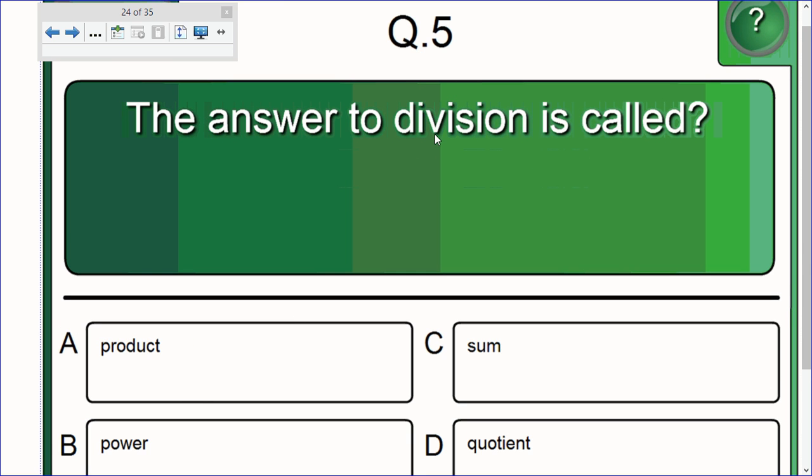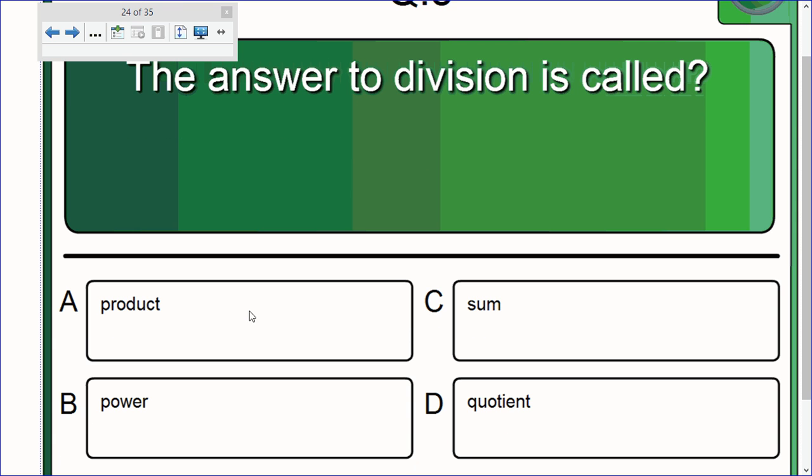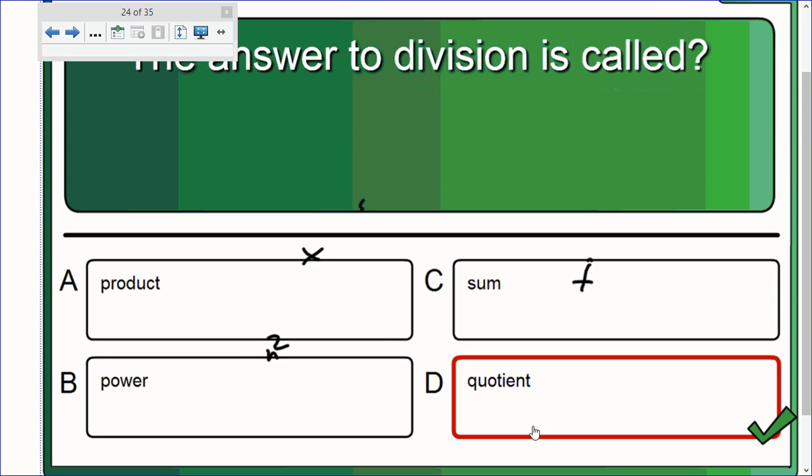The answer to division is called, well, let's see, product is the answer to multiplication. So that's not it. So product means times. Power means when you have something to the nth power. So that's an exponent. Sum means addition. So it's got to be D. So let's get my tool. And that's the answer to division. Quotient is the answer to division.